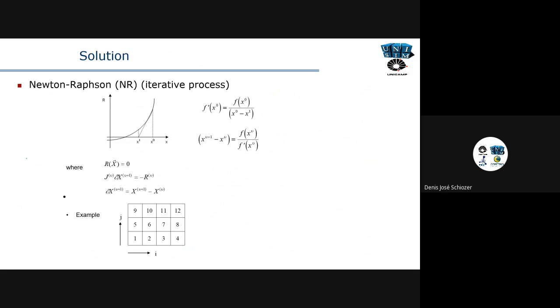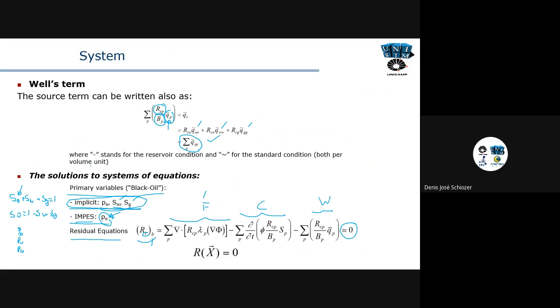So assume that we have a simple equation where f is a function of x, okay? And I'm going to solve this equation numerically. So let's assume that our equation is represented by this blue line here. So how are we going to solve the numerical equations for the simulation blocks? For example, we're going to give an initial guess. In our case, it will be an initial guess of oil pressure and saturation of water and gas, okay?